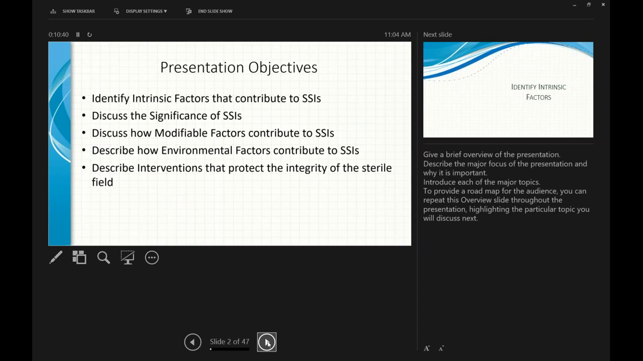And here are the presentation objectives so that you have something to evaluate at the end. Identify the intrinsic factors that contribute to SSIs. Discuss the significance of SSIs. Discuss how modifiable factors contribute to SSIs. Describe how environmental factors contribute to SSIs. And describe interventions that protect the integrity of the sterile field.